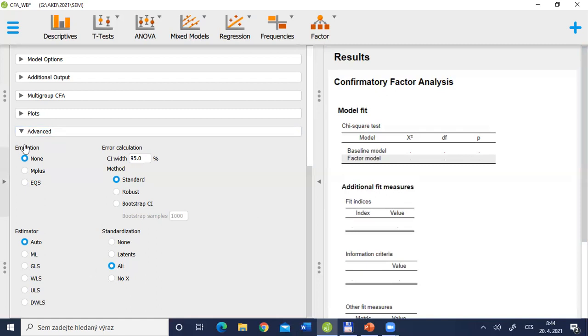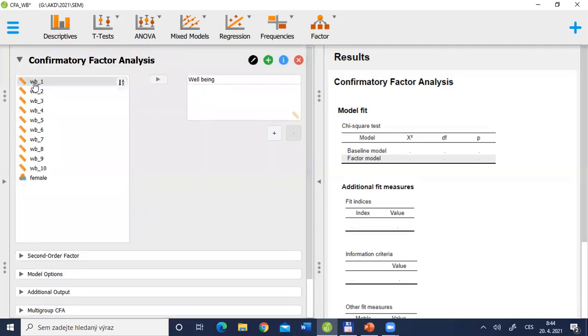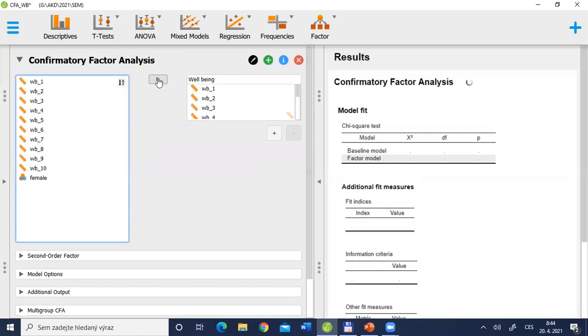So here we have defined all necessary parts. And the last step we need to perform is to ask for computation. So I would take all these 10 variables and move them here to the first factor called well-being. It would take some time to compute results and especially prepare charts. So we need to wait for our results. And in a few seconds, or if it is bad, in some minutes, you would find your results.